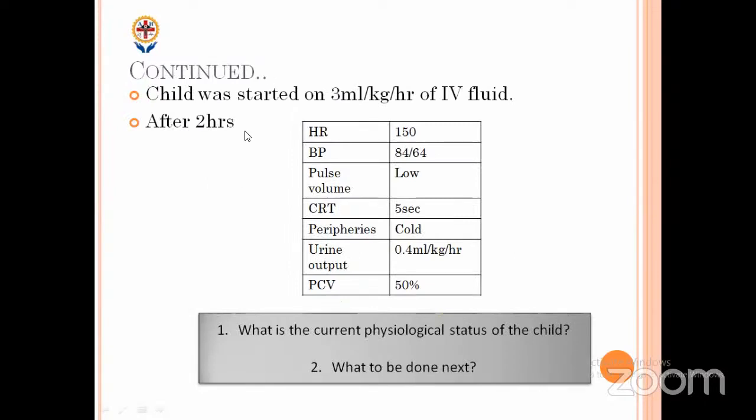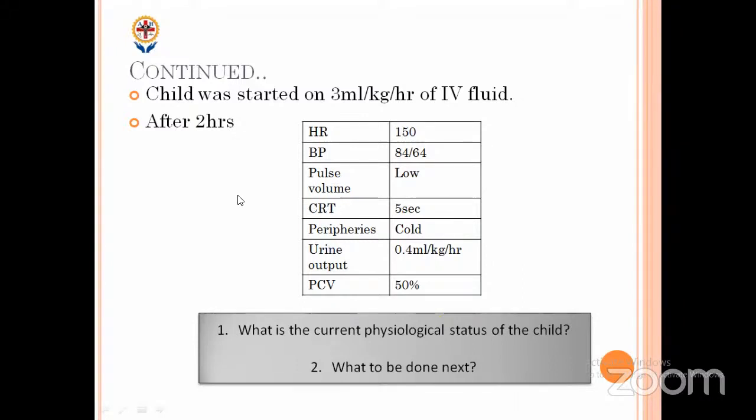Child is in shock, sir. What shock? Severity. When you have to tell shock, you have to tell the severity of shock. This is an 8-year-old child. So what shock? Is it compensated or hypotensive shock? Come on, this is basic.